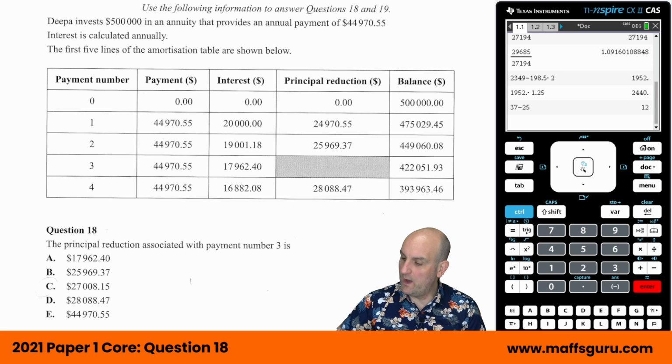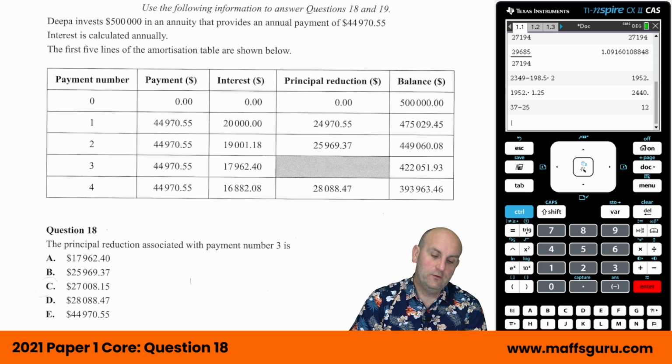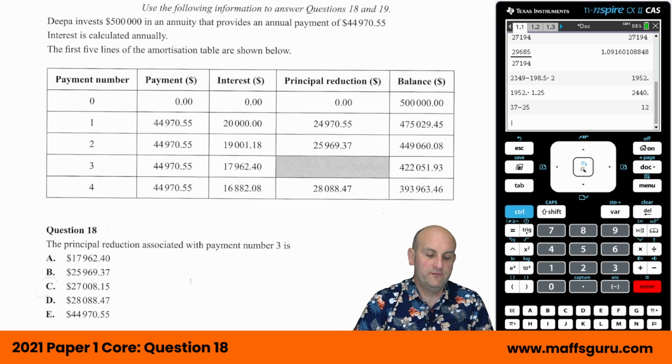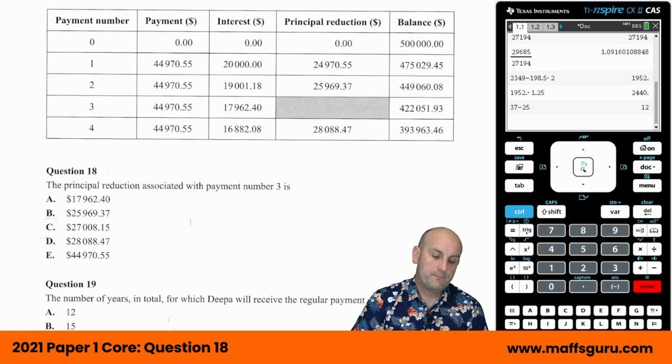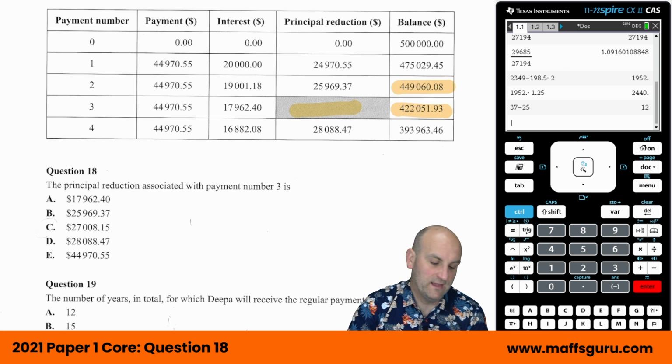Deepa invests $500,000 in an annuity that provides an annual payment. Interest is calculated annually. The first 5 lines of the amortization table are shown below. Okay. The principal reduction associated with payment number 3. If we're trying to find the principal reduction, then basically I can just do that value there minus that value there.